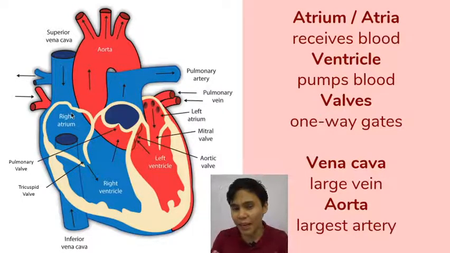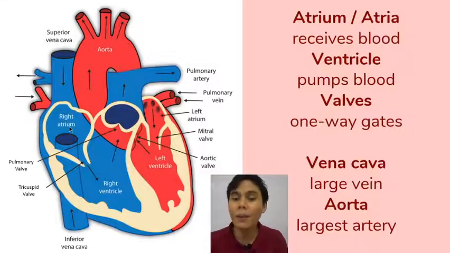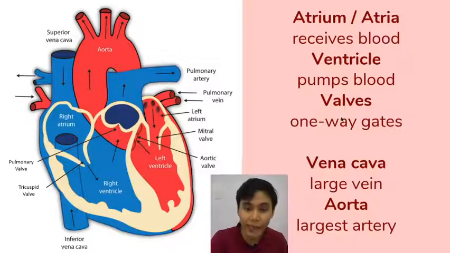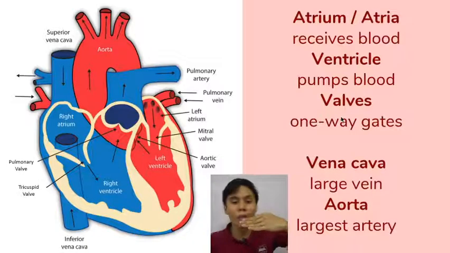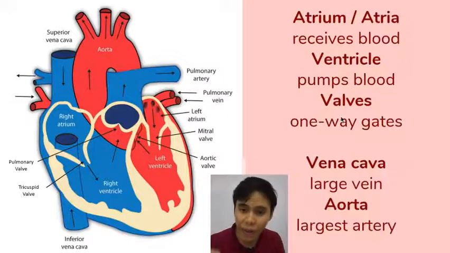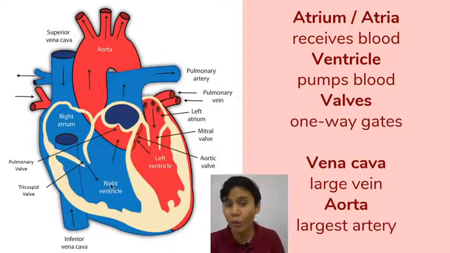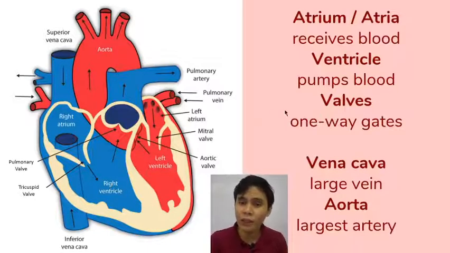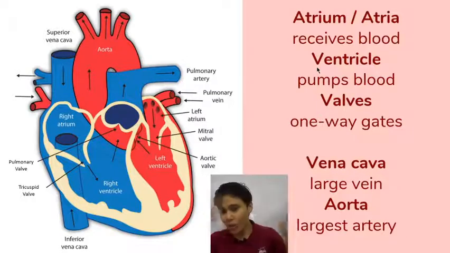Once the blood's in the right atrium, the deoxygenated blood will be pumped by the right atrium through the tricuspid valve. So a valve is just a one-way gate to prevent the blood from going back to the previous compartment. Again, it prevents backflow. Valves prevent backflow. So after the tricuspid valve, it goes into the right ventricle. So again, your ventricles pump blood out of the heart.